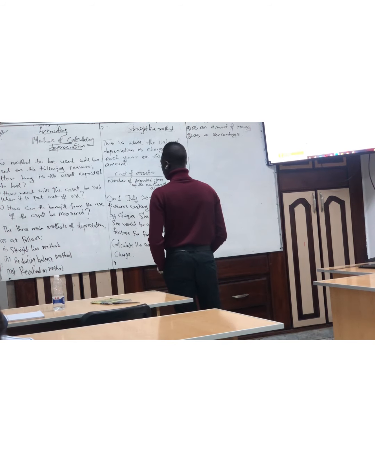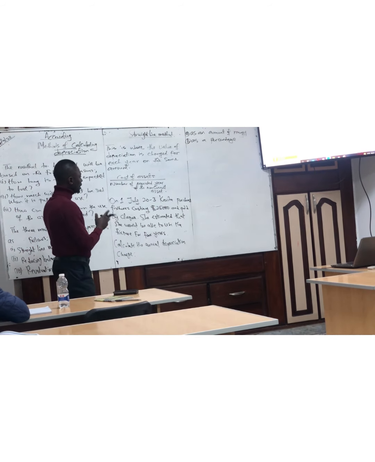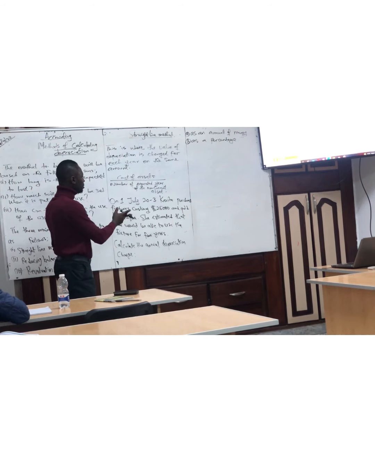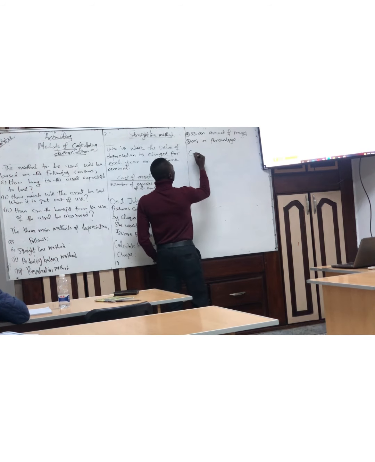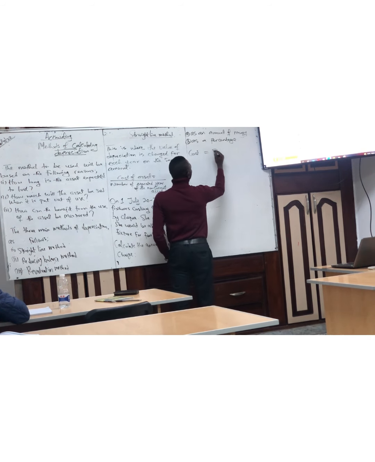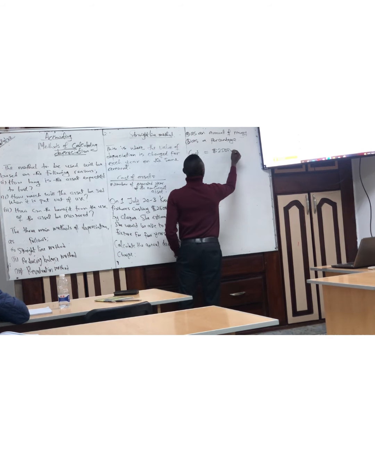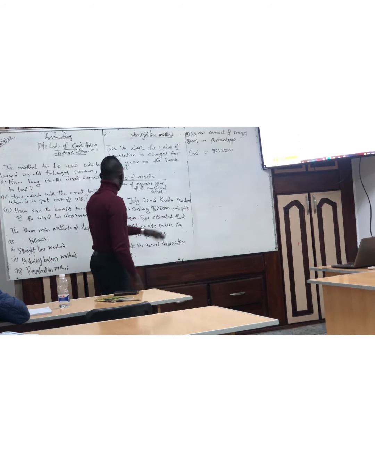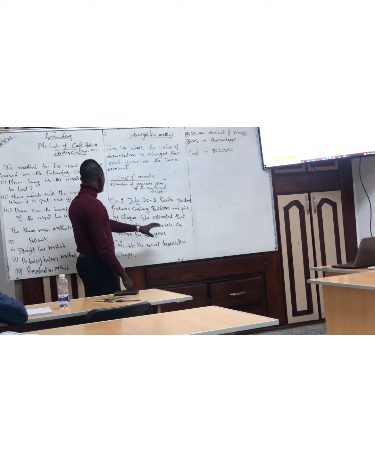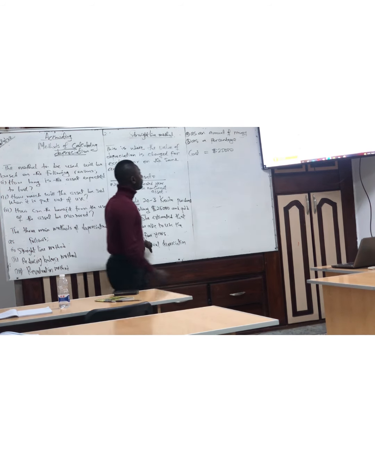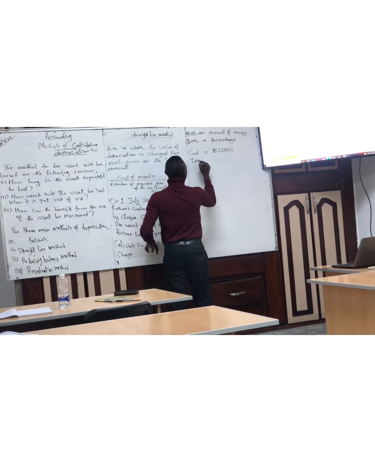On July 1, Capita purchased fixtures costing 25,000. So the cost of the non-current asset is $25,000, and she paid by check. She estimated she would be able to use the fixture for 4 years. Yes, for 4 years.